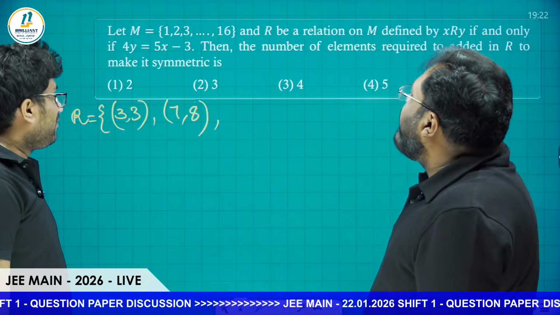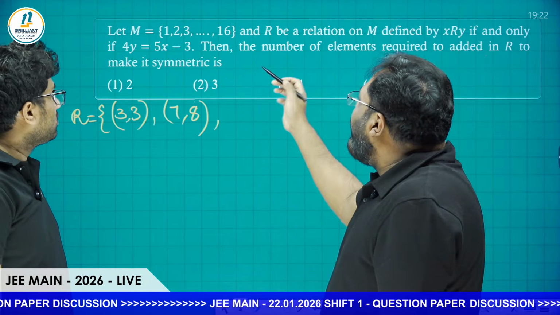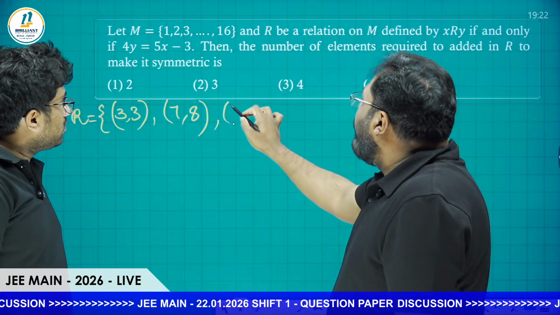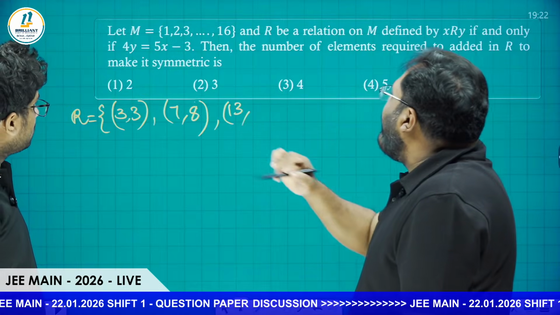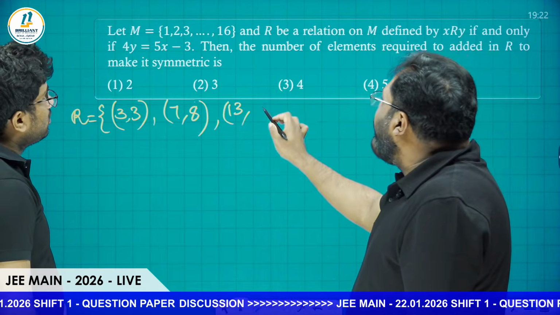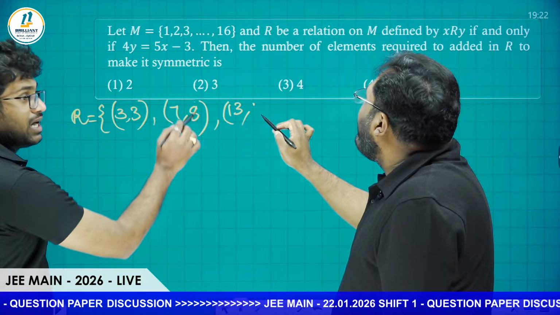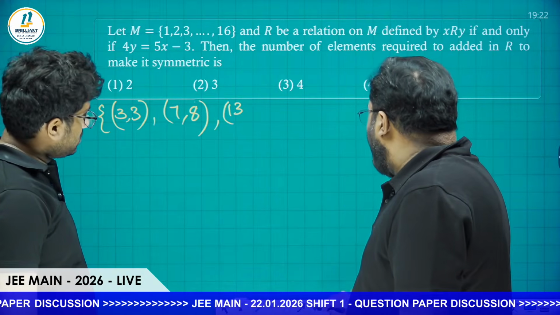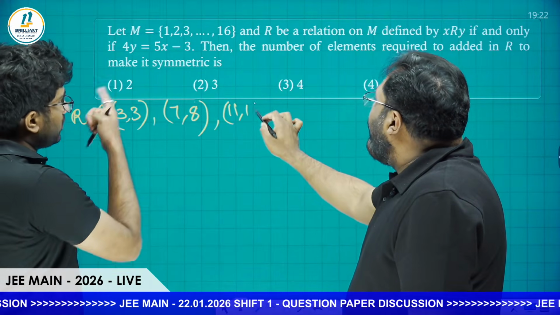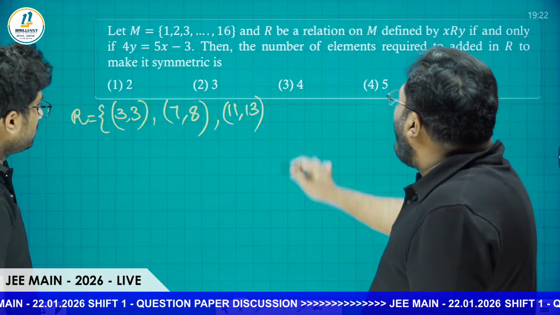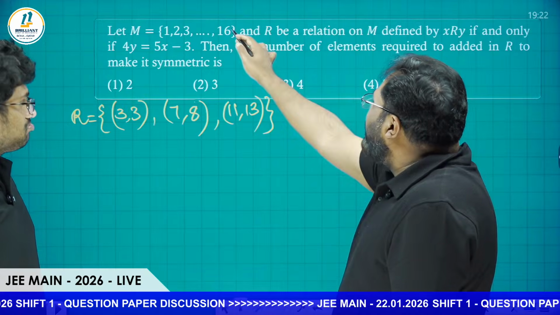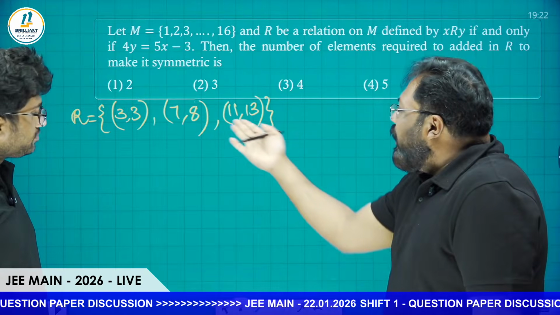Next one, after 7, is 11: 55 minus 3 is 52, and 52 by 4 is 13. Then 11 comma 13. Next, 15: 75 minus 3 is 72, 72 by 4 is 18, so it is not possible. So only these many pairs. We can't go beyond this because the numbers are limited to 16. Very, very simple.